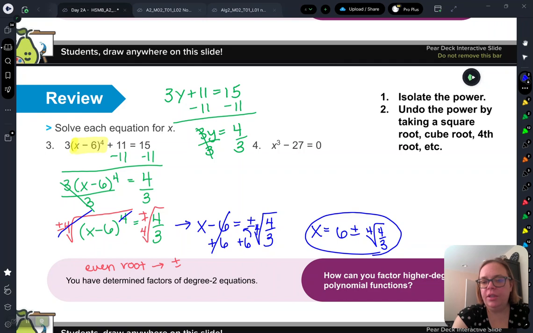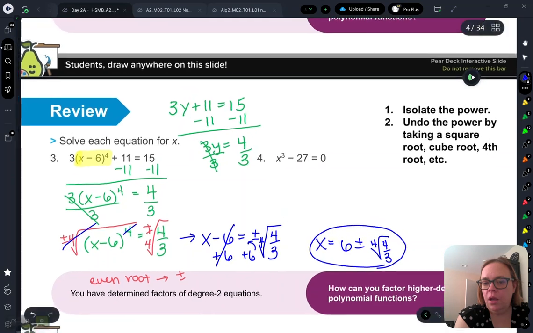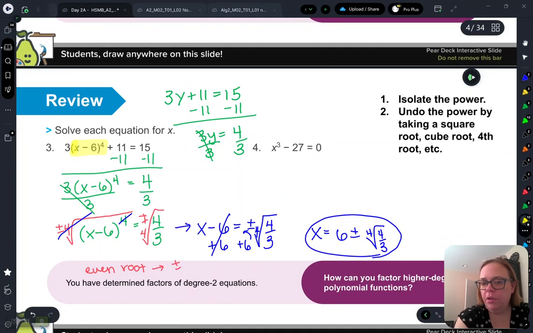Okay, last question. It's actually the simplest one. Isolate the radical, or the power, I mean. We just got to get x cubed. So we should add 27.